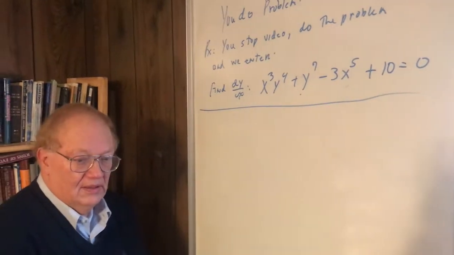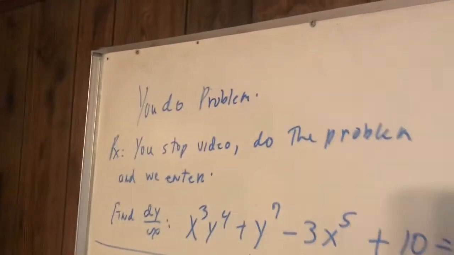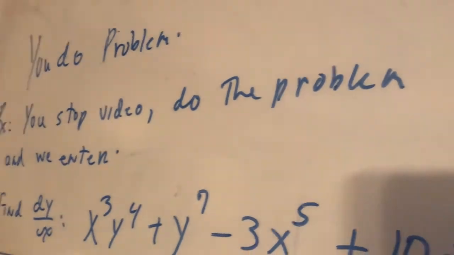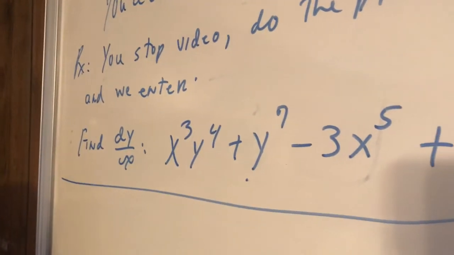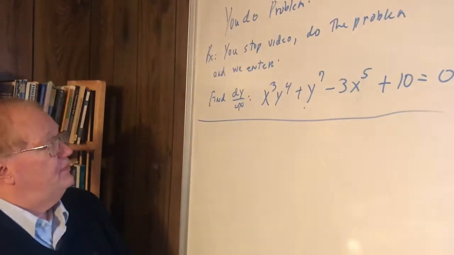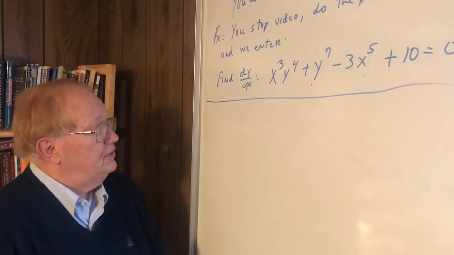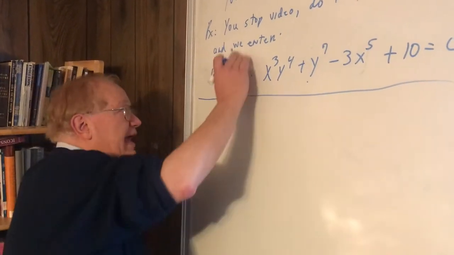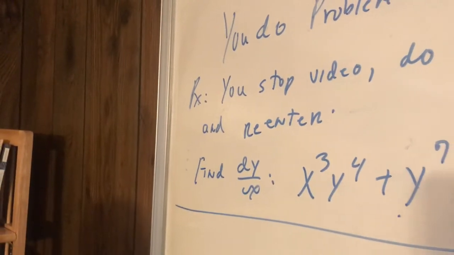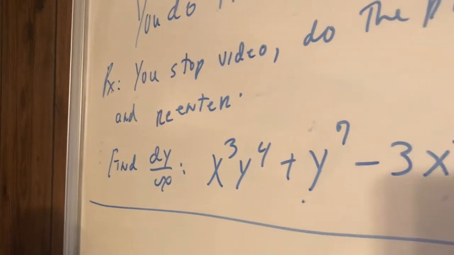All right, we're back, and we just solved a problem finding the equation of a straight line for a function which was an implicit function. Now I want you to do a problem. This is a you-do problem. The way you can do this is you can stop the video, do the problem, and then re-enter the video, and I will do the problem for you.